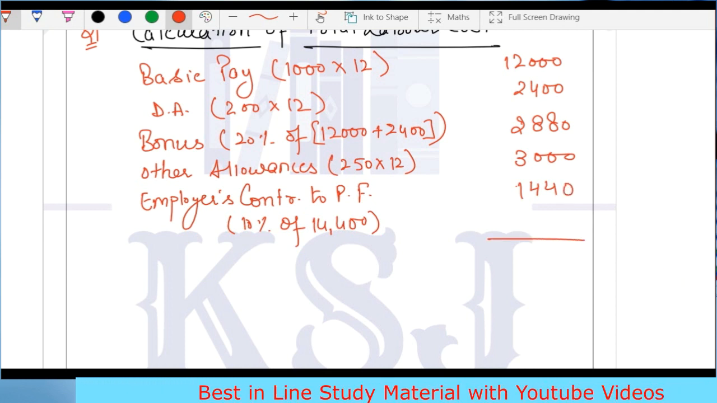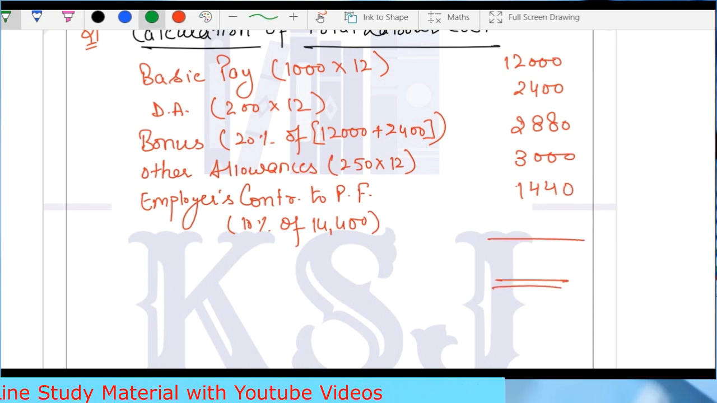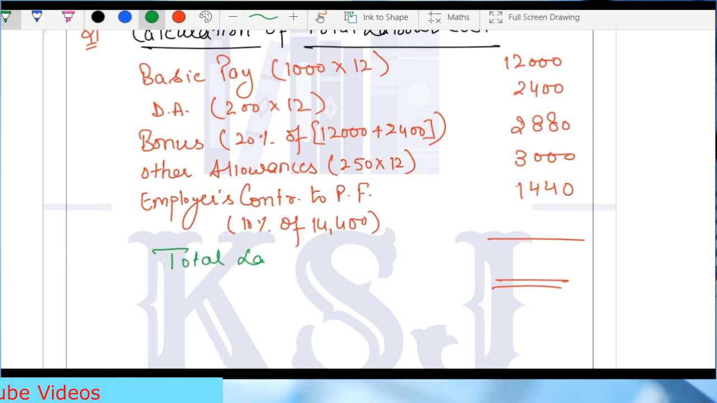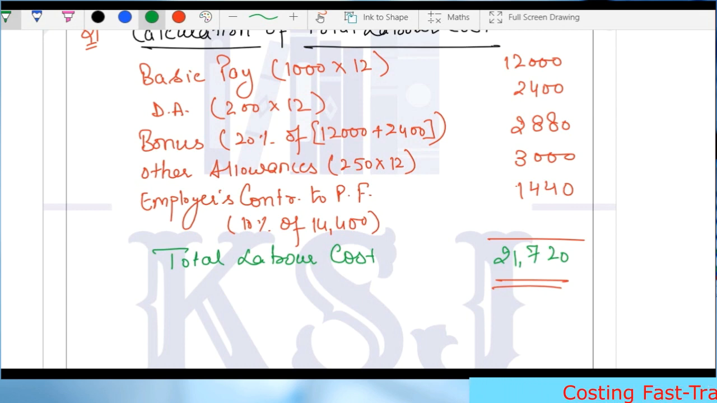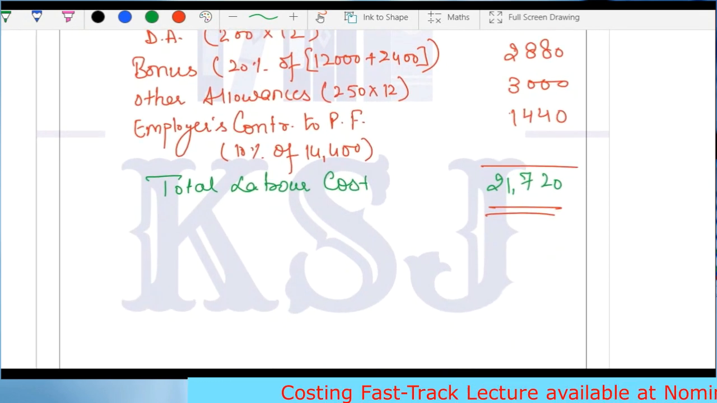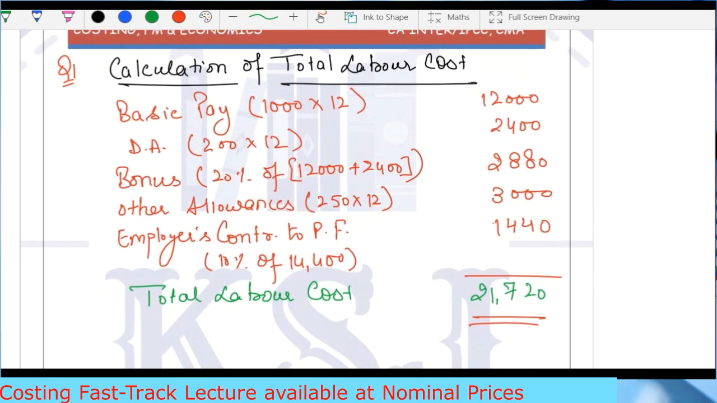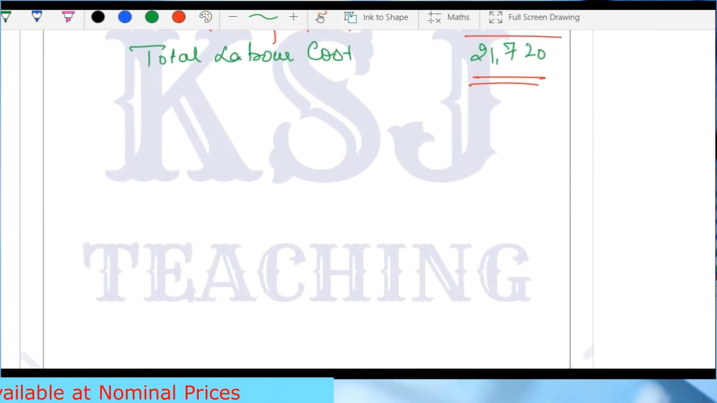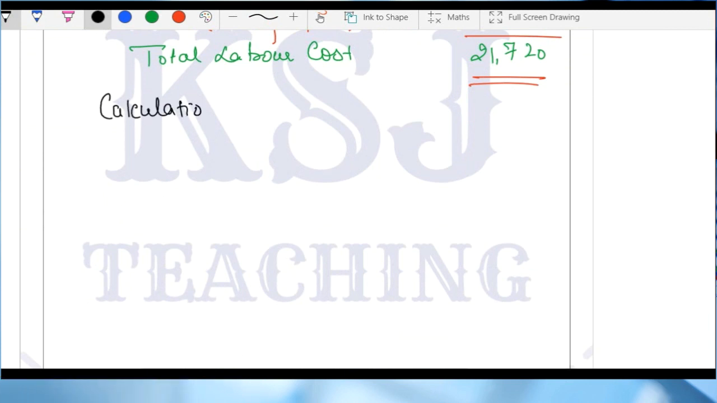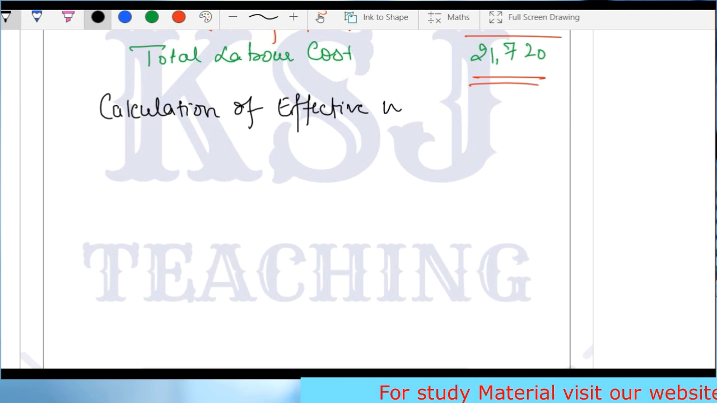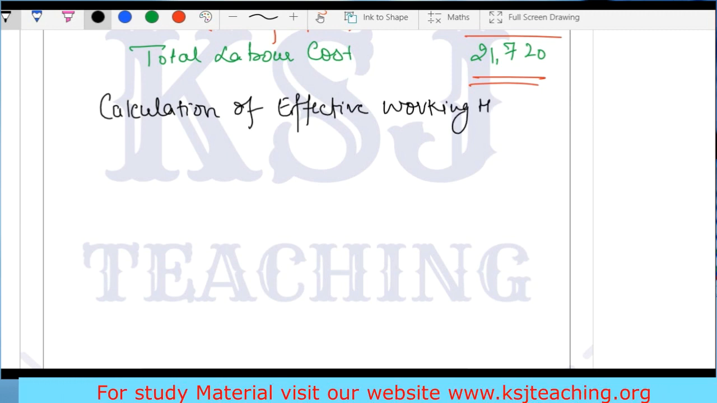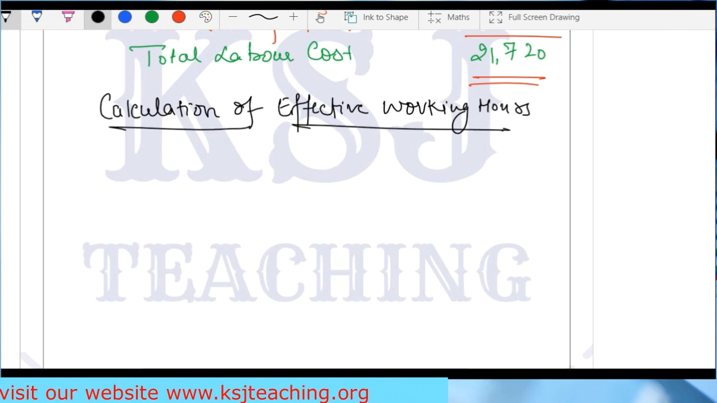So my total labor cost is, I'll say total labor cost. So total labor cost is how much? 21,720. Clear? So this is my total labor cost. Now the second thing that I need is the effective working hours. So the second thing that we are going to calculate is the calculation of effective working hours, right?